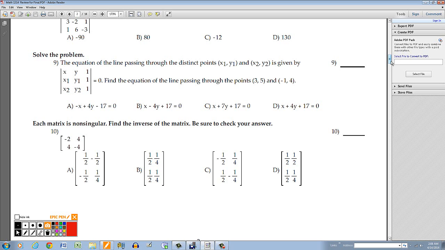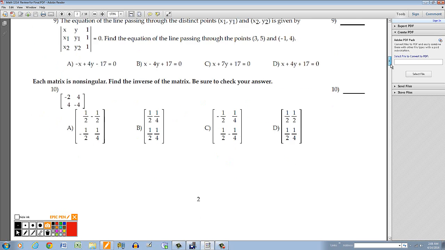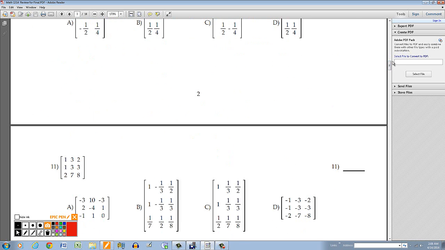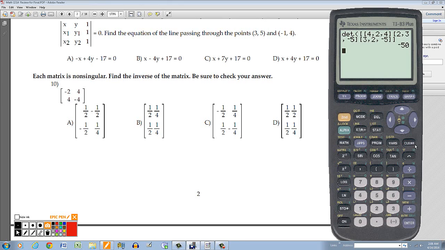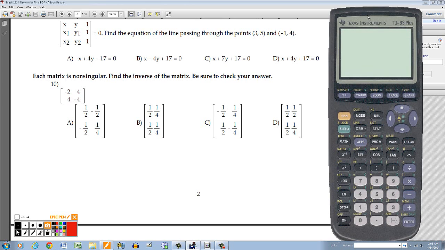Okay, number 10. Each matrix is not singular. Find the inverse of the matrix. Again, this is one that can be done in the calculator, and if you're given a multiple choice test, you're just given the answers. They're just going to grade the answer. Pick your method. In this case, again, I'm going to use the calculator.